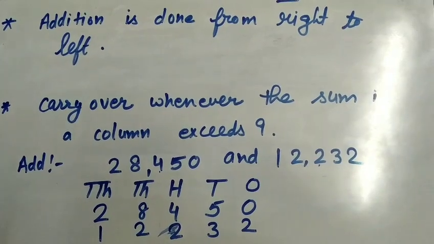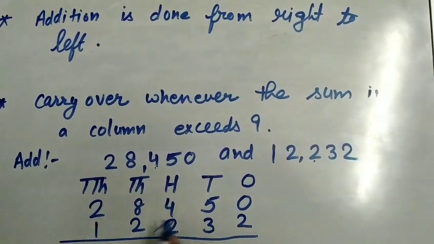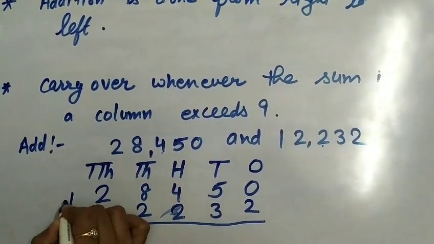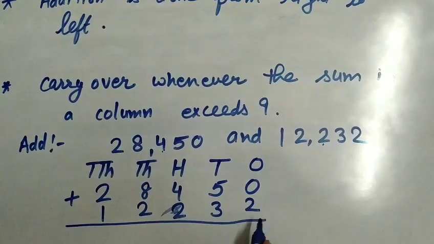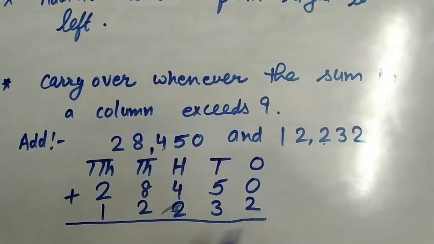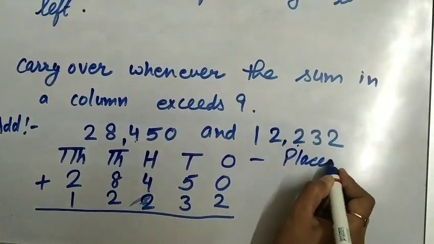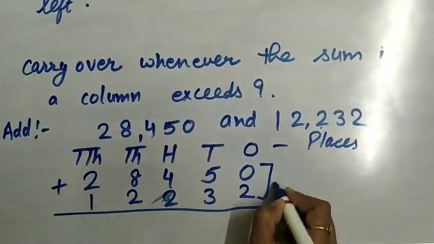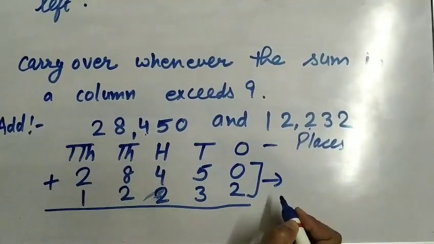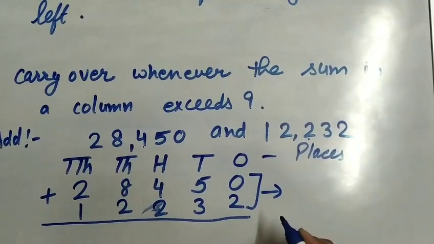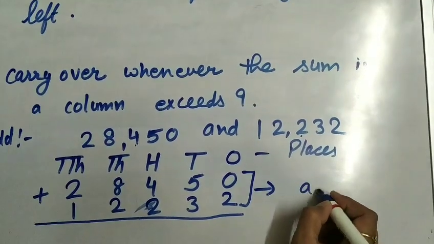And then addition is done from right to left. It means we have to start the addition from the ones place. These are the places. And what are these? Yes, the numbers being added are called addends.